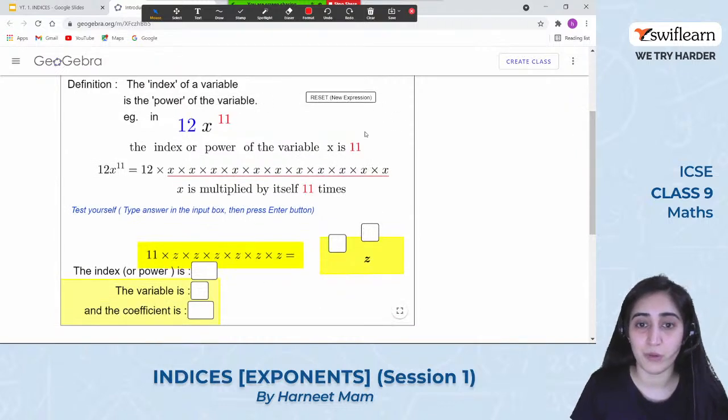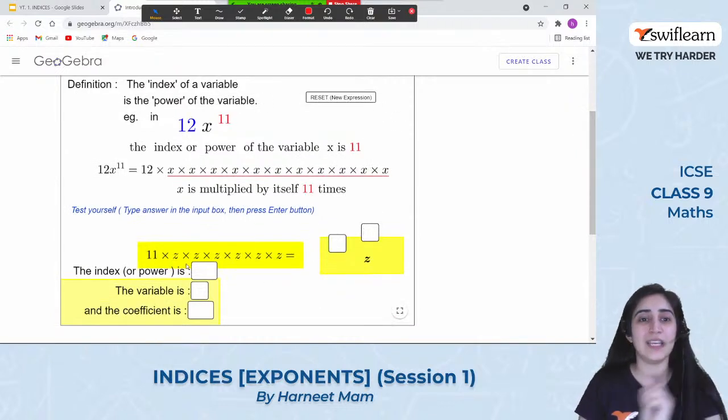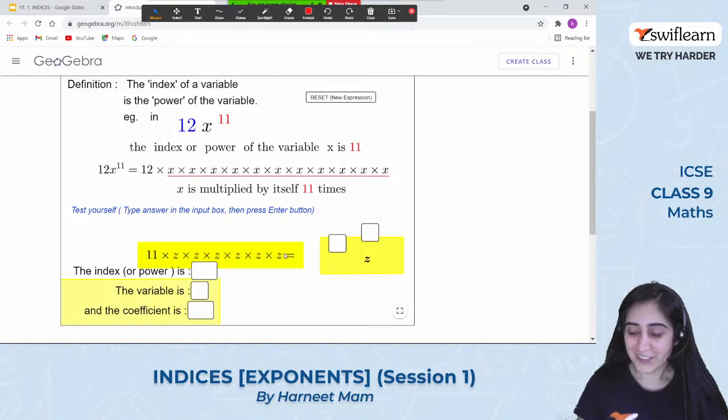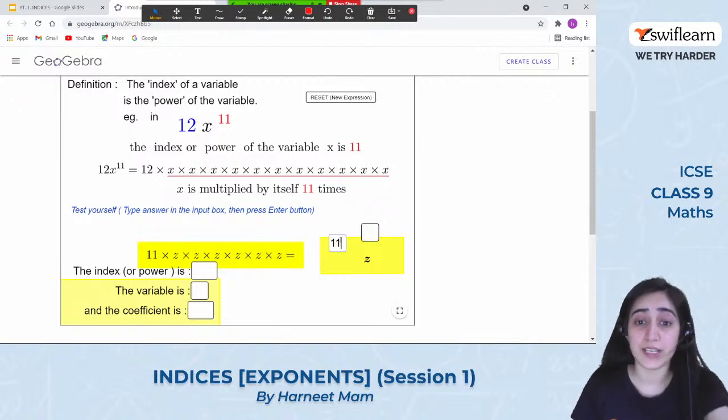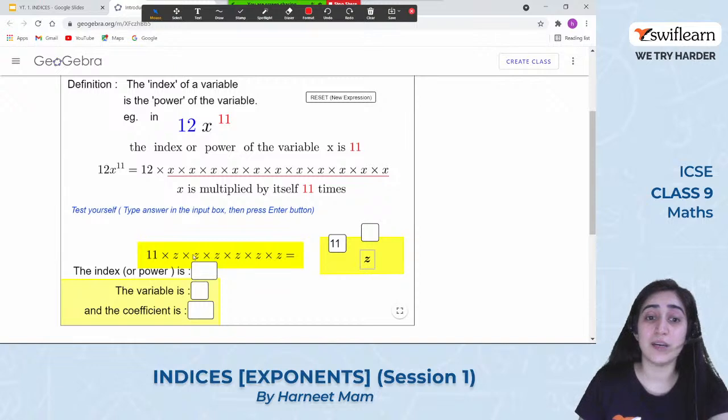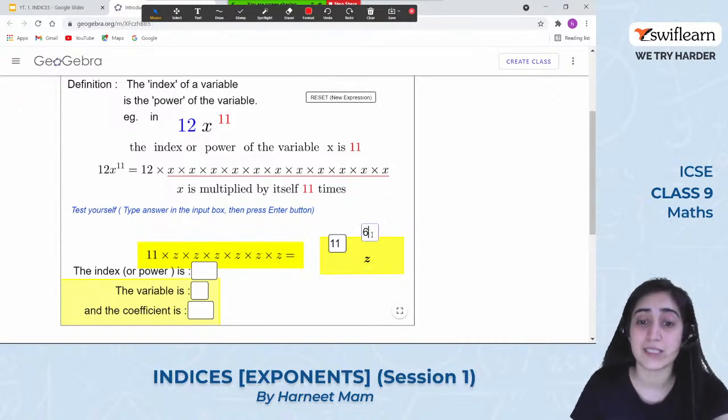Let's see anyone who can give me this answer. So let's see what are we doing. 11 multiplied by z into z into z into z into z into z. All right, so reading it so many times. What do you think is the base, guys? Anyone who can tell me what's the base? Yes, that's good. It's 11. And what's the power of z? So what's the power of it? 1, 2, 3, 4, 5, and 6. Right. So power is 6.